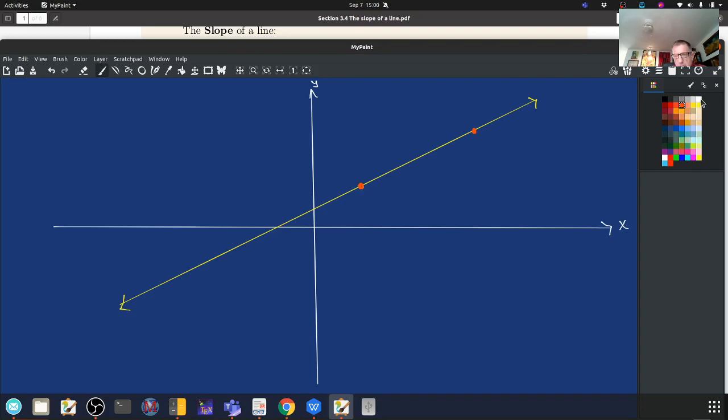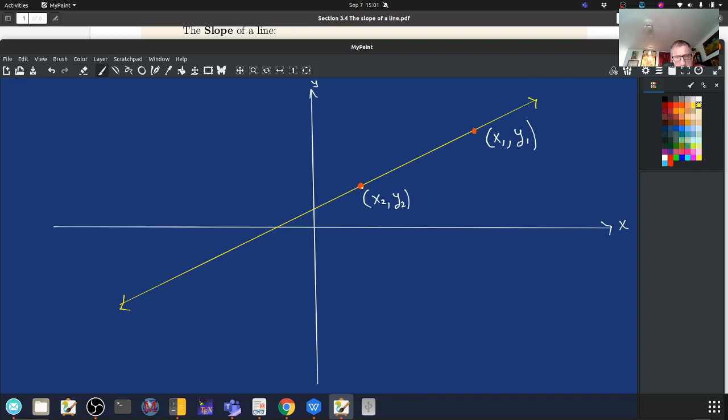Now, I don't know much about those points, but I know this is a point, so it has a specific x value and a specific y value. And I put subscripts on it because x1, x sub 1, and y sub 1 are 2 actual numbers. Down here, I know it has a coordinate as well, and I'm going to call it x2 and y2. So now let's think about the slope.